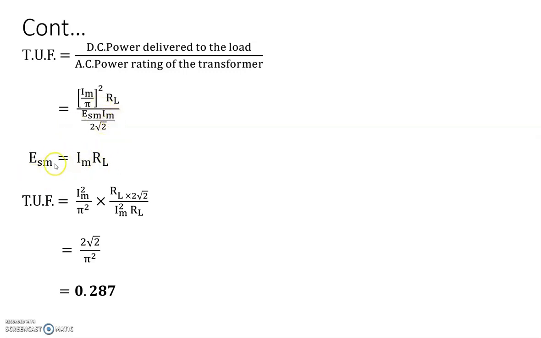Here ESM is equal to IM into RL, neglecting the drop across RF and RS. We can write this one: ESM is equal to IM into RL. So the transformer utilization factor is 0.287. This is very low, which shows that in a half-wave rectifier circuit, the transformer is not fully utilized.